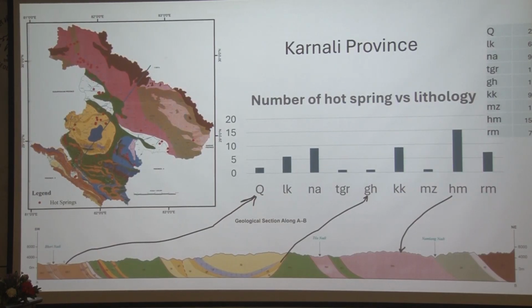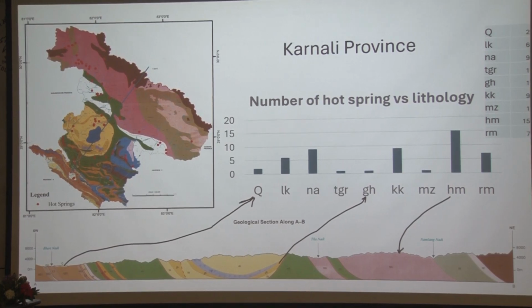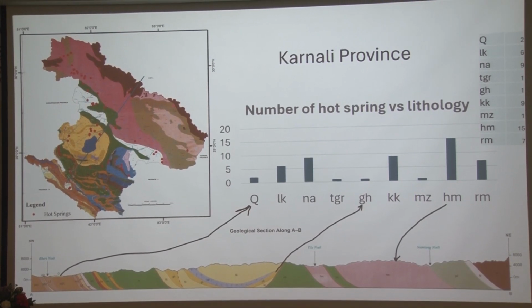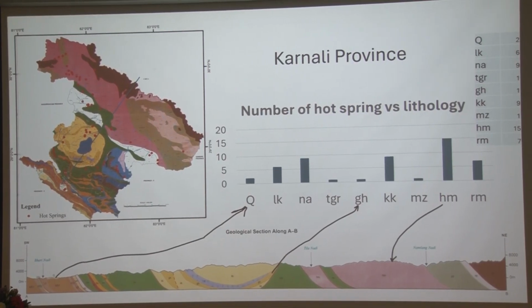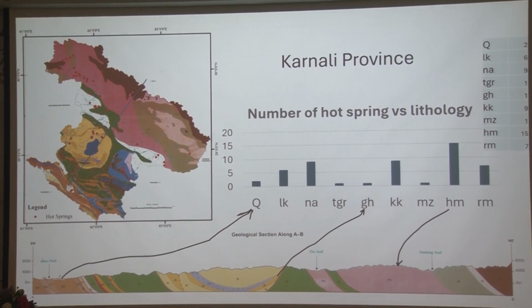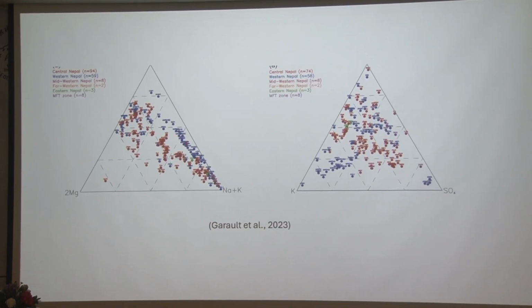So in the Karnali province also, similarly there are hot springs reported from the higher Himalaya and the cliff area, and also from the southern area in the secondary zone. Okay, so if we see the geochemistry of the hot spring, then there is dispersal of elements: potassium, silicate ions, sodium, potassium, magnesium, and calcium ions.